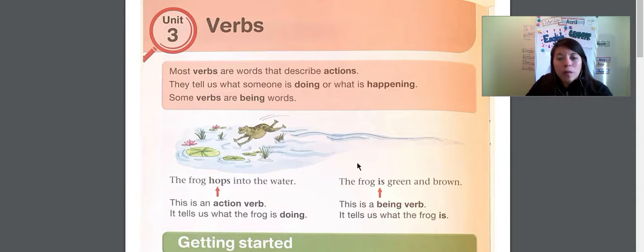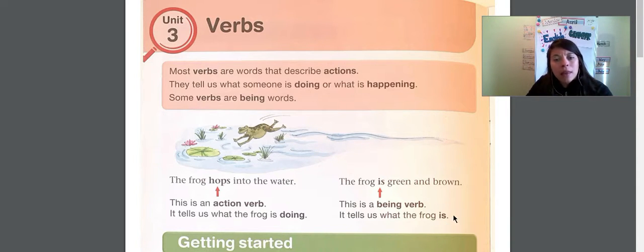Okay. Now if I go down here to my right, the sentence says, the frog is green and brown. Now this word, which is in bold, this is a being verb. What do you mean, miss? It tells us what the frog is.